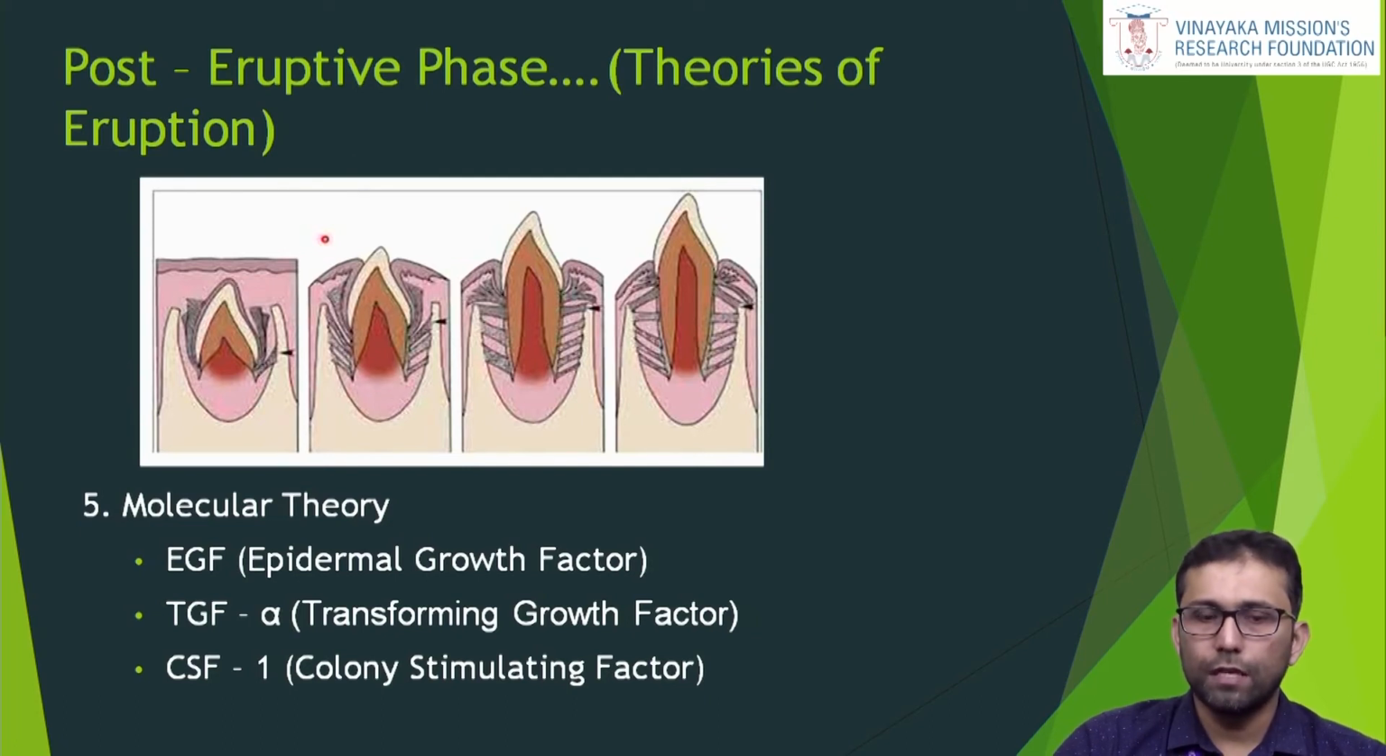First is EGF, that is epidermal growth factor, TGF alpha, that is transforming growth factor, and CSF1, that is colony stimulating factor. So these are the factors internally which will coordinate all the theories which you have already seen, that is bone, tooth and the periodontal ligament. These factors coordinate all of them together and the tooth is led to erupt into the oral cavity, and this theory rules out all other theories. So this is the molecular theory.